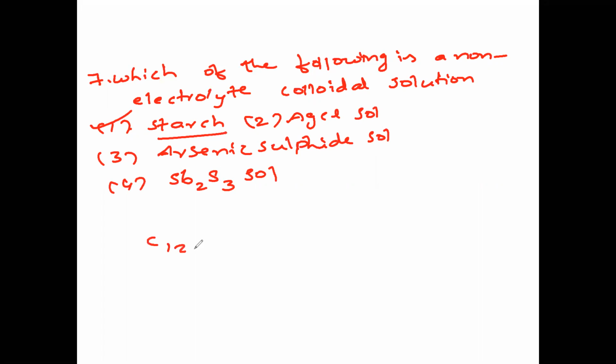Starch is nothing but C6H10O5 taken n times. In this, all non-metals are there, so definitely it should be a non-electrolyte. If a metal is there, it can be an electrolyte. Next question. Question number 9.